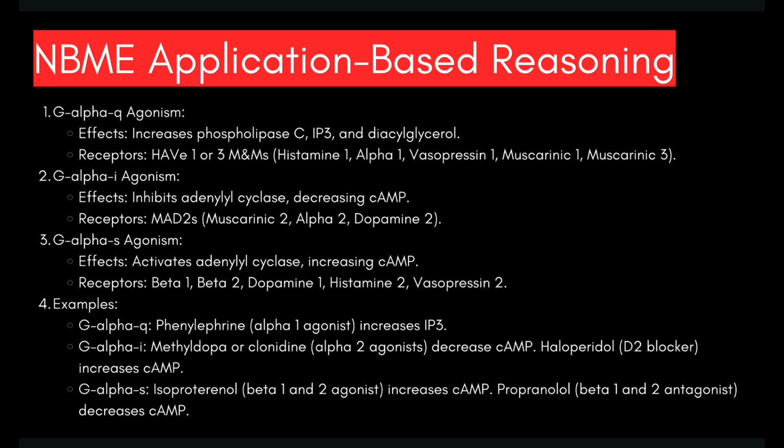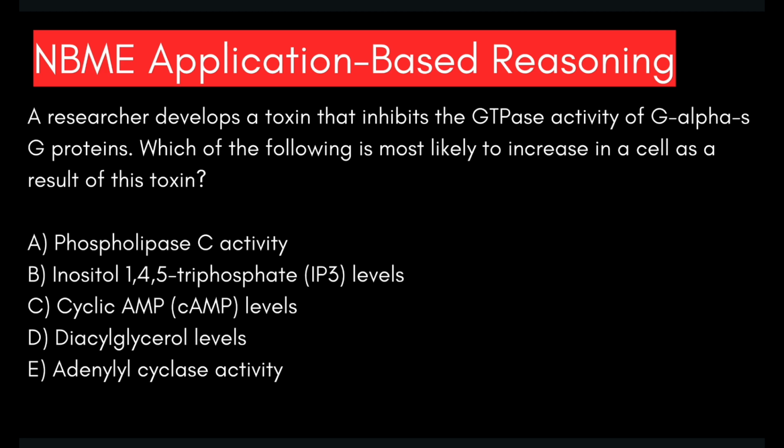Yeah, this is just a summary slide. So moving on to the actual NBME application-based reasoning question. We have a researcher that develops a toxin that inhibits the GTPase activity of GS G proteins. Which of the following is most likely to increase in a cell as a result of this toxin? So GS.